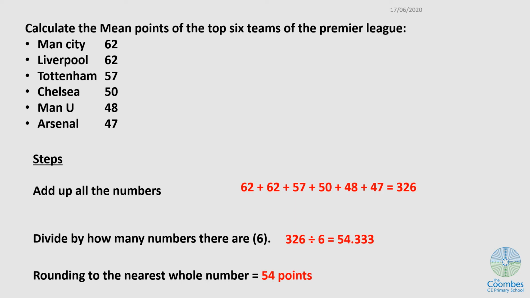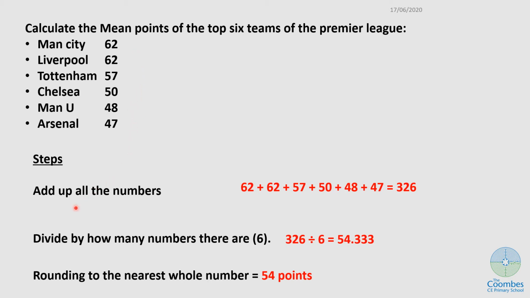This is a real life question. Now we have clubs and the points they got at the end of the season. So Man City had 62, Liverpool 62, Tottenham 57, Chelsea 50, Man U 48, and Arsenal 47. Now, how do you calculate the mean points of the clubs?